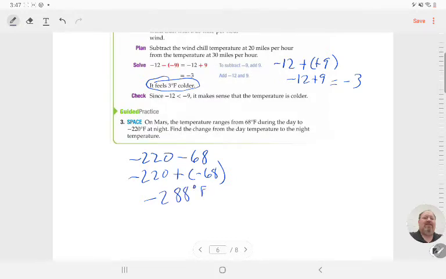So -288 degrees Fahrenheit. And one way to think about that is if I have a number line and I have -220 way over here, this is 0, and this over here is 68, I have to incorporate to get how many units are between these two numbers. So 220 units to 0 and 68 units to 0 to 68. So that's where you get the 228, and it's a temperature change from day to night, so it's going to be negative. It's going to be dropping temperature. Okay, so think about things logically too. Okay?